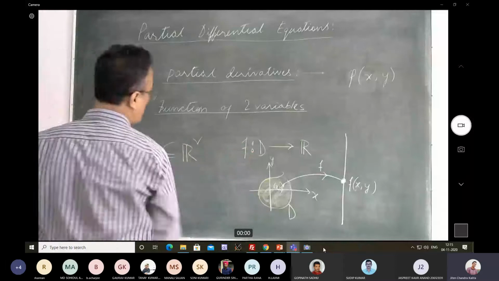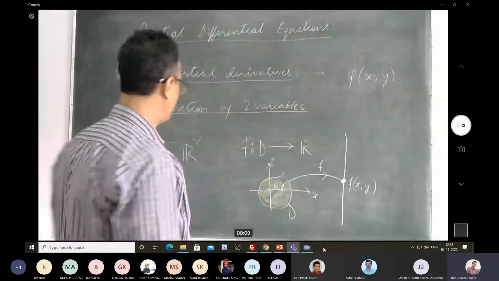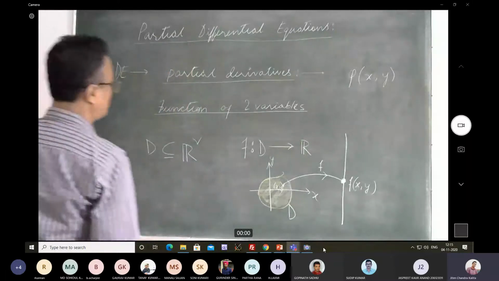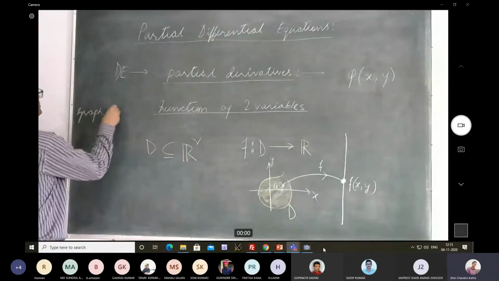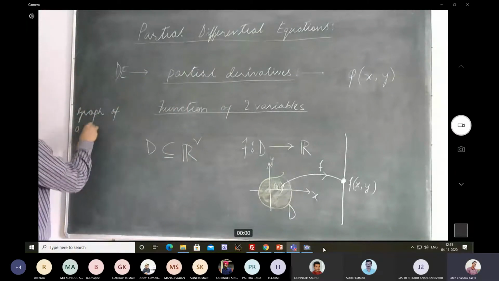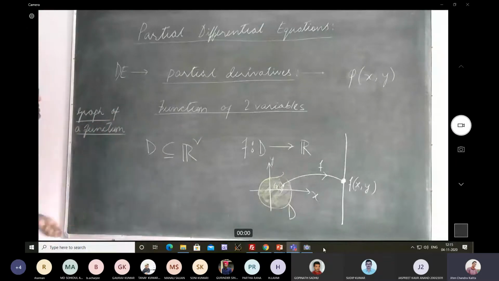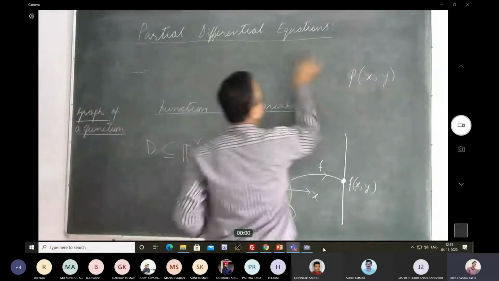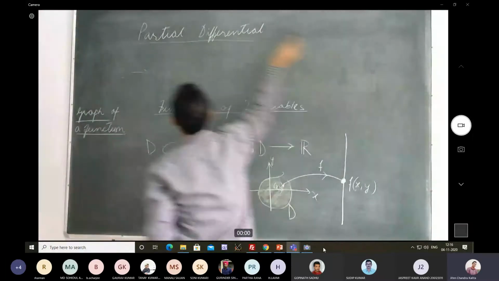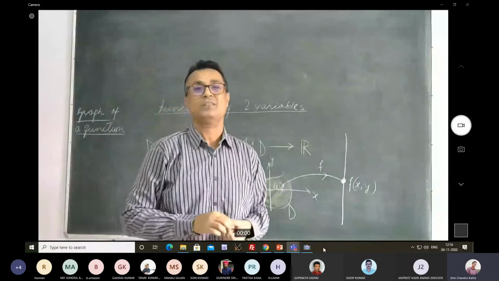So again, I am going to show, I mean, you are going to have a much more beautiful picture than this. And along with this, the graph of a function is very important. Of course, since I have started with a function of two variables, I am going to consider the graph of a function of two variables. So you know that the graph of a function of one variable was nothing but a what?